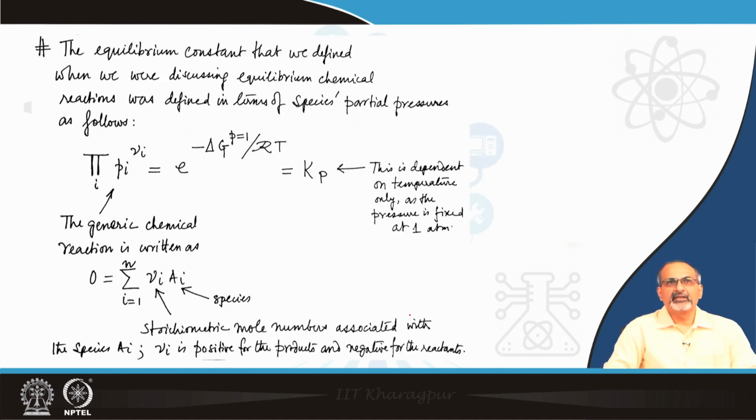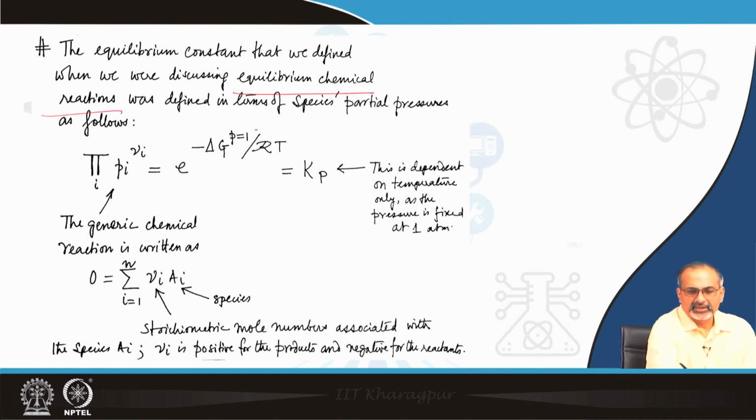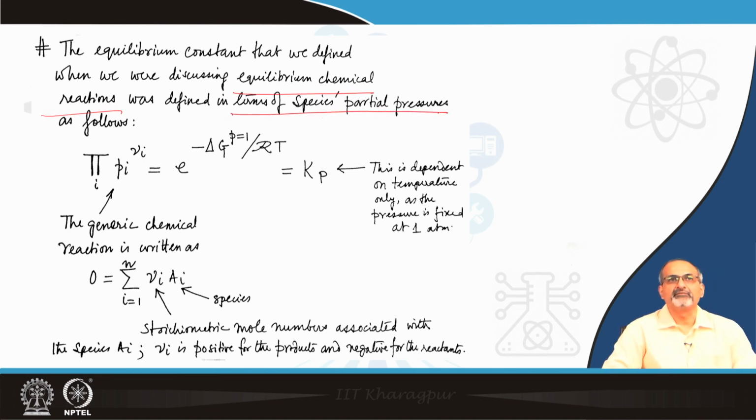The equilibrium constant that we defined when we were discussing equilibrium chemical reactions was defined based on the partial pressures of the species which were participating in the equation. And you recall that we used a product of these terms where partial pressures were raised to the stoichiometric mole numbers, and we had set the pressure to 1 atm, fixing it. Correspondingly, the equilibrium constant Kp which came out was purely a function of temperature.